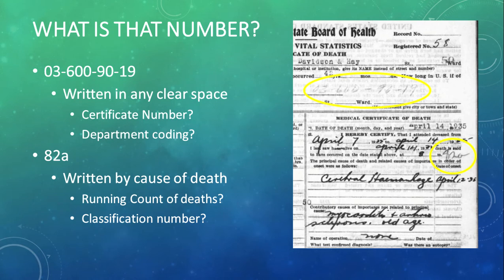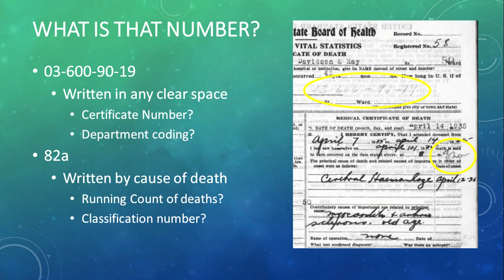But to move on to the other number, I was able to discover what that is. So the number written by the cause of death is 82A. And this one is a little more consistent. I thought first that it could be like a running count of deaths. However, when I looked at all the death certificates within this database, I noticed the number repeated in some cases, especially when the cause of death was similar. But there were never consistent numbers in a row, so a running count of deaths didn't make sense.